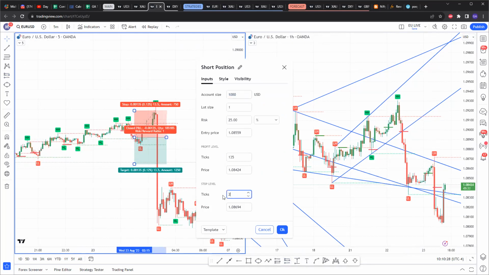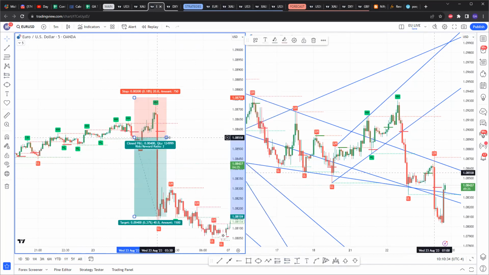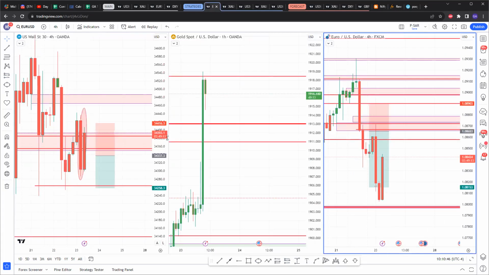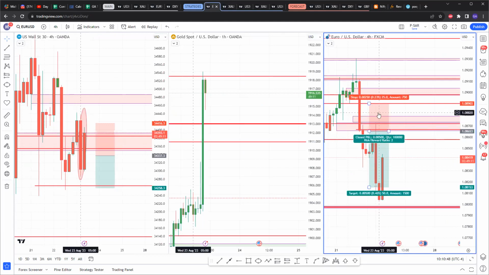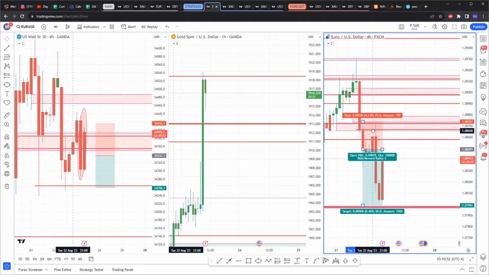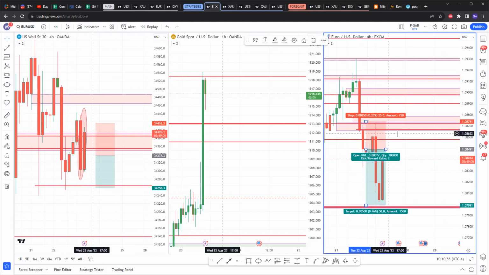Normally, sure, you can survive with that 20 pip stop if you want a 1:2, 40 pip TP. But I recommend having at least a 30 pip stop on FX pairs, but you can get away with 20 or 25. So this could have been the trade you took if you're trading this. For me, I prefer waiting for the retracement, especially if my entry candle is so far away from my SAR zones.